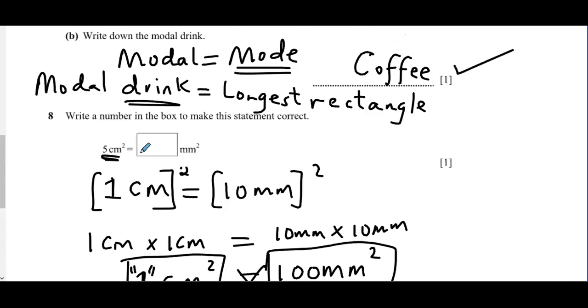So here you'll be writing 500. And once you do that, you get your 1 mark.